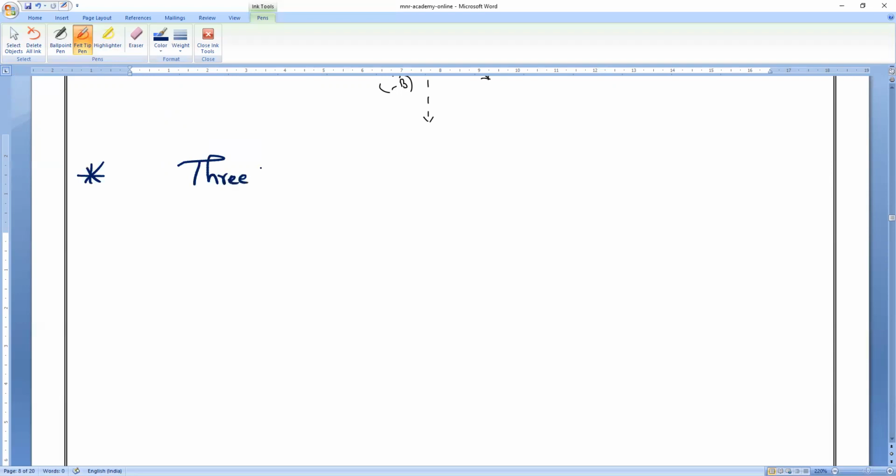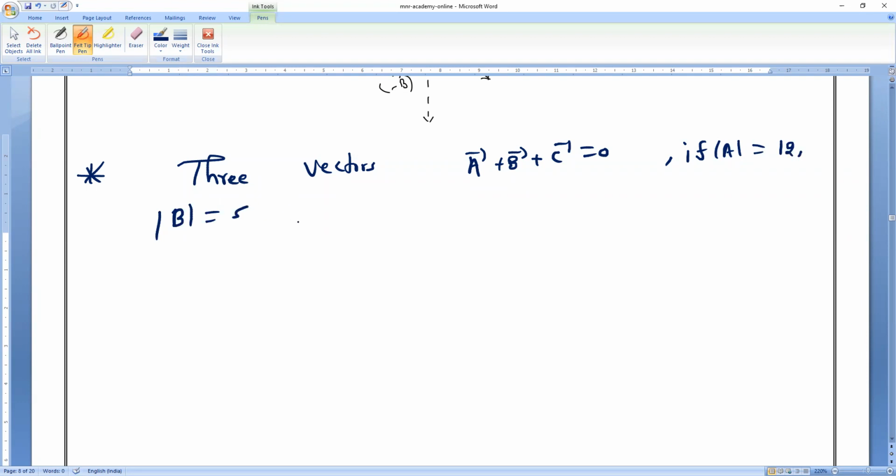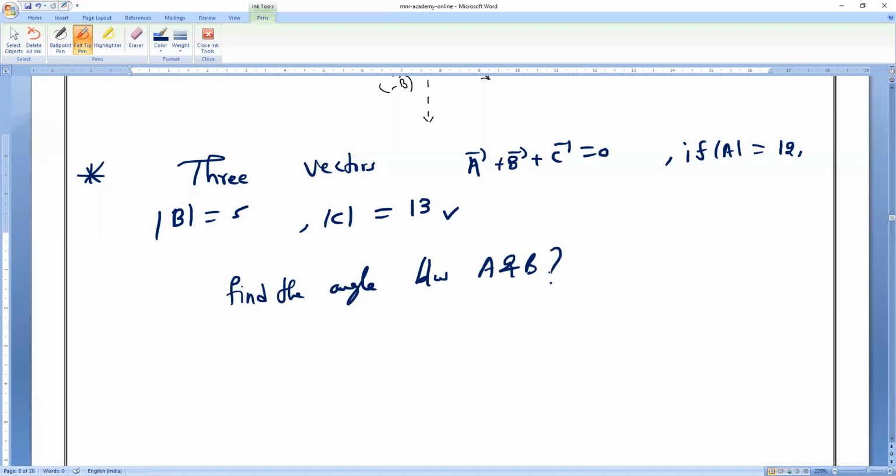Three vectors. A plus B plus C is equals to 0. If mod A is equals to 12, mod B is equals to 5, and mod C is equals to 13. Okay. Find the angle between A and B. Find the angle between A and B. That is what they are asking. Okay. So this is what you have to remember.